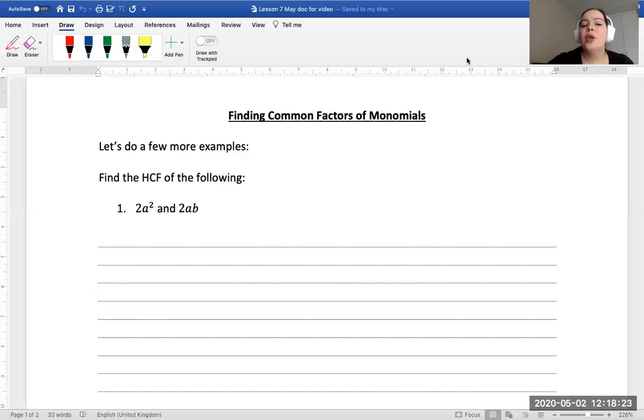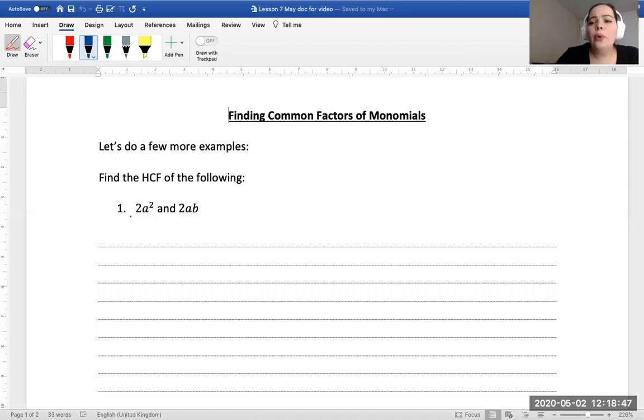Good morning, grade 9s. So up until now, we've been discussing finding the highest common factors of two numbers. In the previous video, you would have seen that they were showing you how to find them for two monomials. So basically things with coefficients and variables, or numbers and letters. So what we're going to do is do a couple of examples. In this video, we're going to do 4 examples of how to actually calculate this.